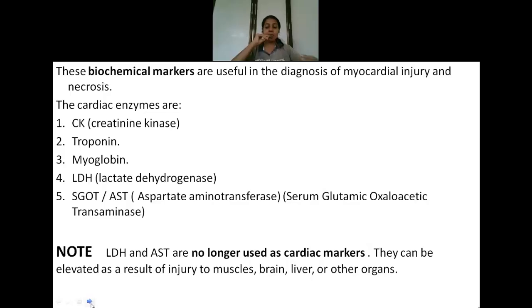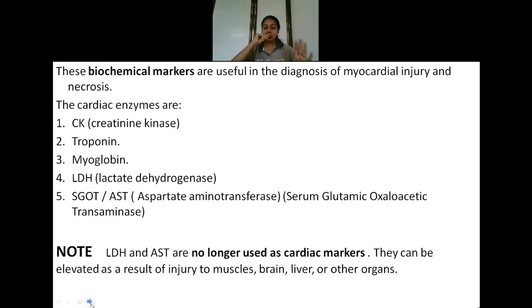So we cannot consider it as a cardiac marker, but when there is inflammation in the body, these enzymes are released. Remember, presently LDH and SGOT are not considered cardiac markers, but they are released into the bloodstream when there is any injury to the body. So we don't know whether the injury is related to damage to the myocardium or damage to some other part. We cannot understand the difference.